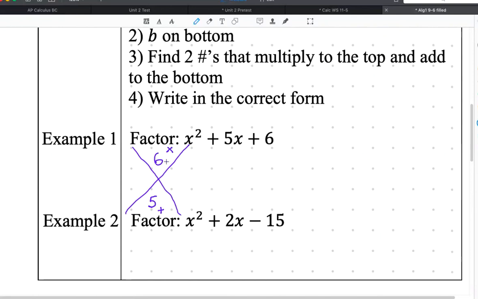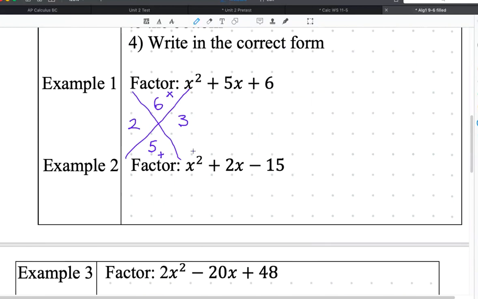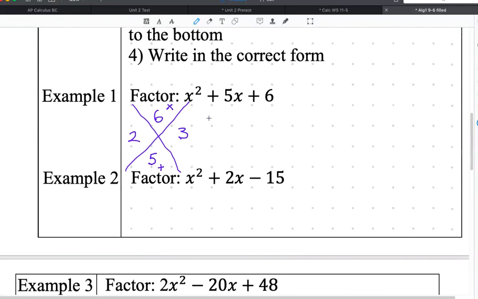All right, and then what two numbers multiply to 6 and also add to 5? You guys can shout that one out. I have a question. Yeah, what's your question? Would you keep the negative? Yes, you do keep the negative. So for example 2, you'll have a minus. It would be negative 15. Yes, also, when you set up the Ninja Star, you should have a negative on top. Cool, and then we have our answer.